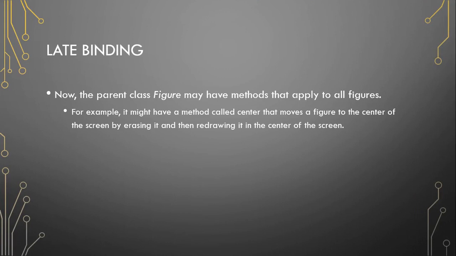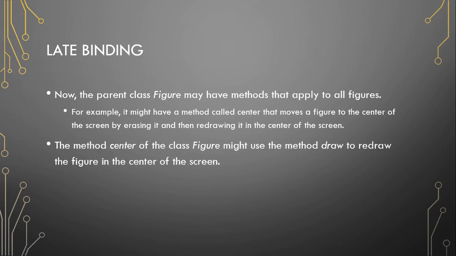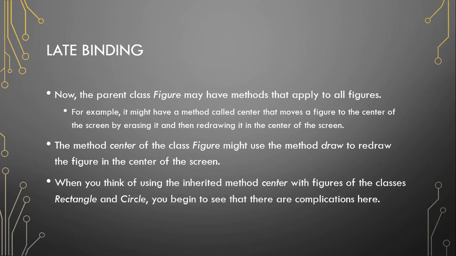Now, the parent class figure may have methods that can apply to all figures. For example, it may have a method called center that moves a figure to the center of the screen by erasing it and then redrawing it in the center of the screen. The method center of the class figure might use the method draw to redraw the figure in the center of the screen. Now, when you think of using the inherited method center with figures of the classes rectangle and circle, you might begin to see some complications, namely that a rectangle and a circle aren't the same shape.